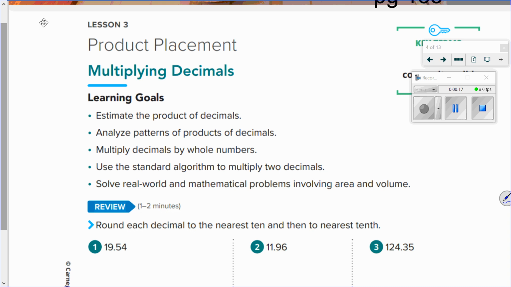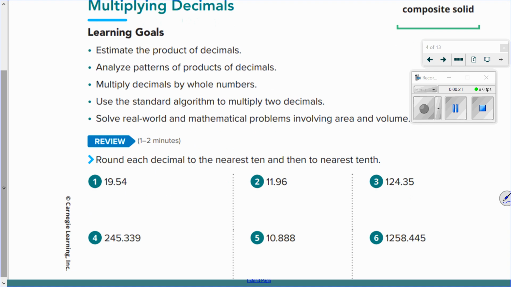Okay, our first exercise for the review today, we're going to round each decimal to the nearest 10 and then to the nearest 10th. So you're going to have two answers for each of these, so you need to have a total of 12 answers to these 6 problems. One to the nearest 10, one to the nearest 10th. Go. Okay, this one should have been relatively easy.